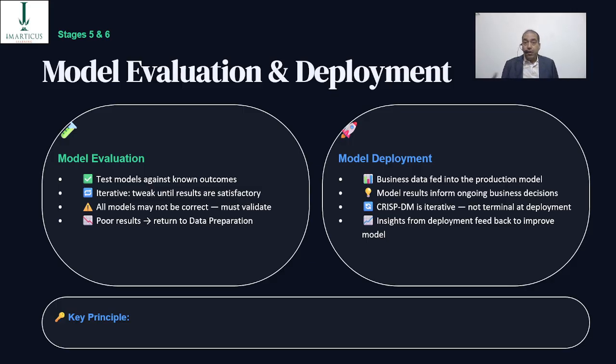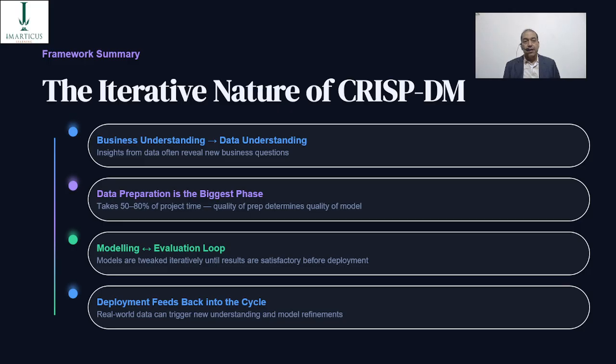So, what is model deployment? It is when business data is fed into the model and the model results are used to inform business decisions on an ongoing basis, helping the business take important decisions. So we have a model, we just have to feed the data and it gives us the necessary output on the basis of which we can take important decisions. That is the model deployment stage, right?